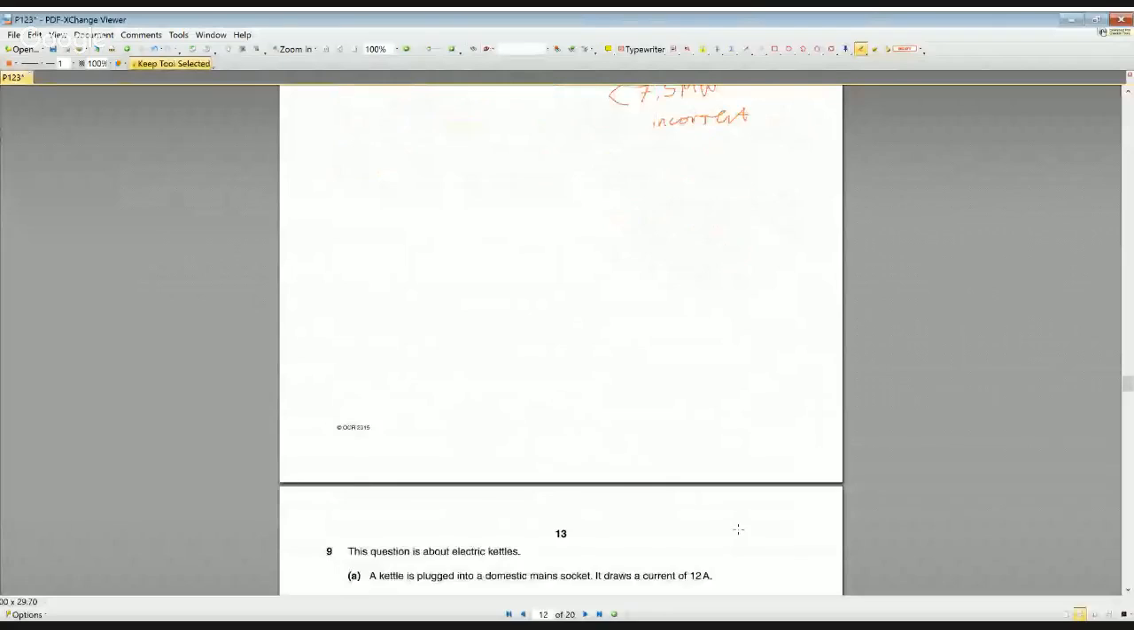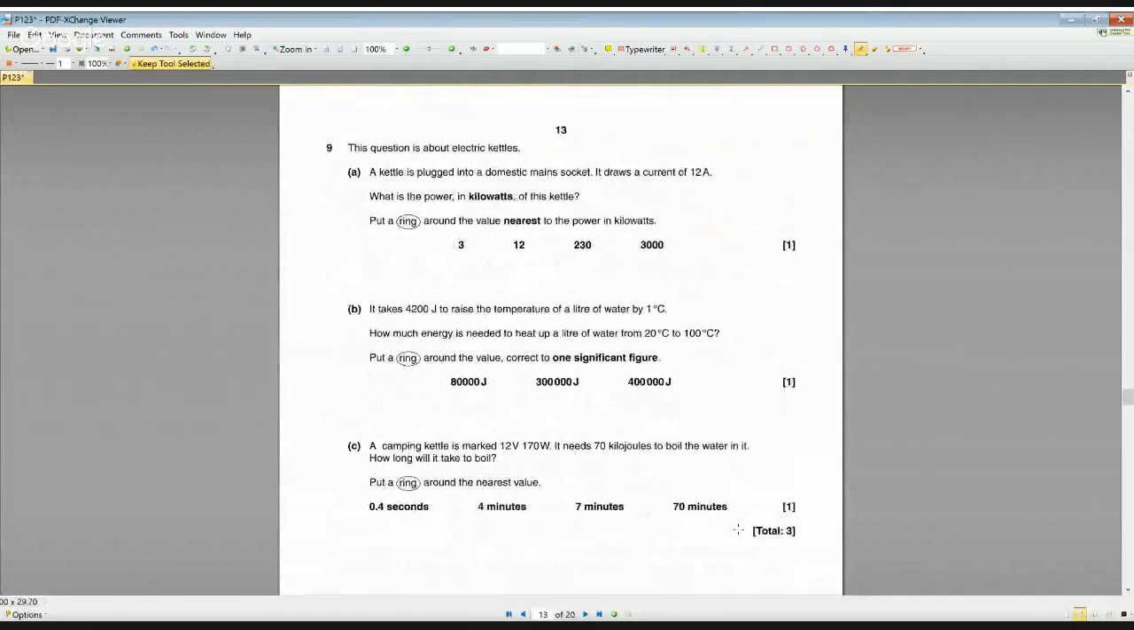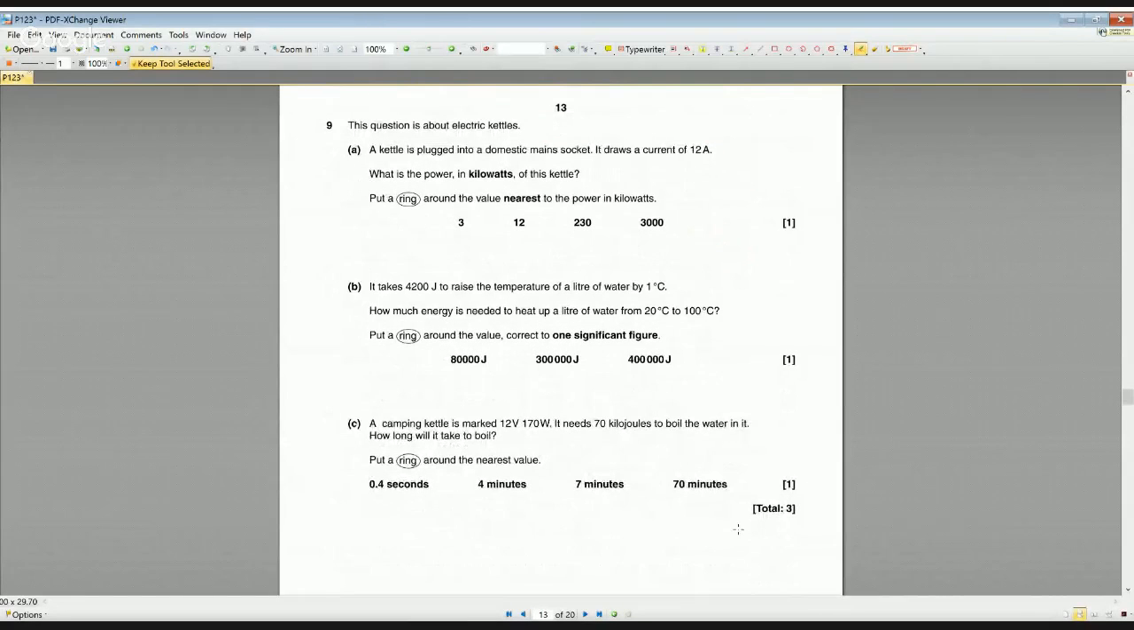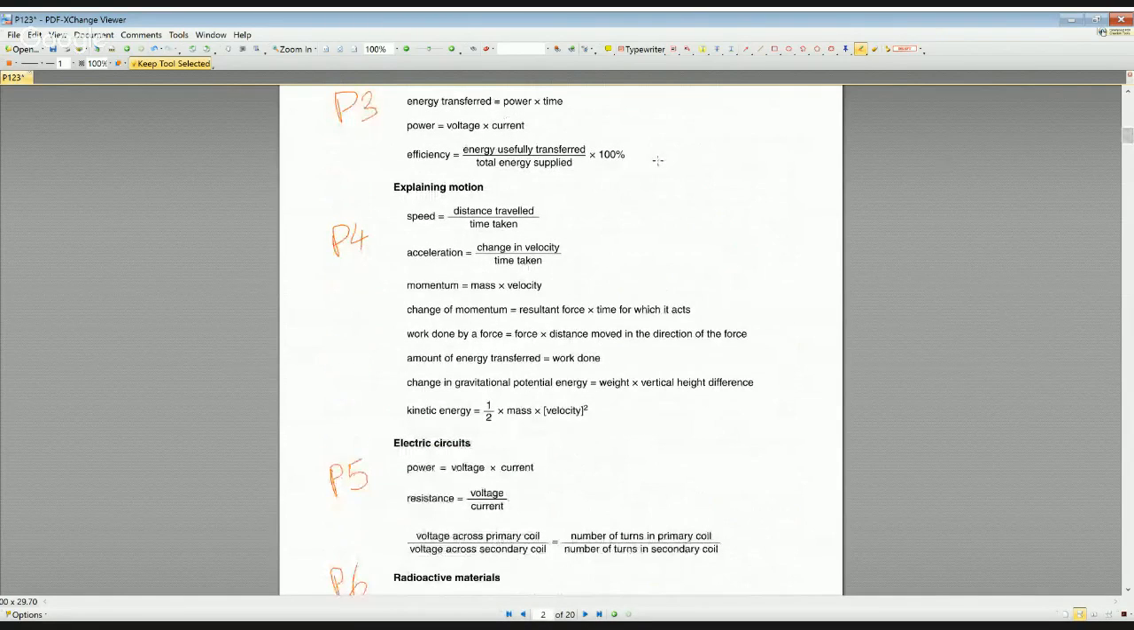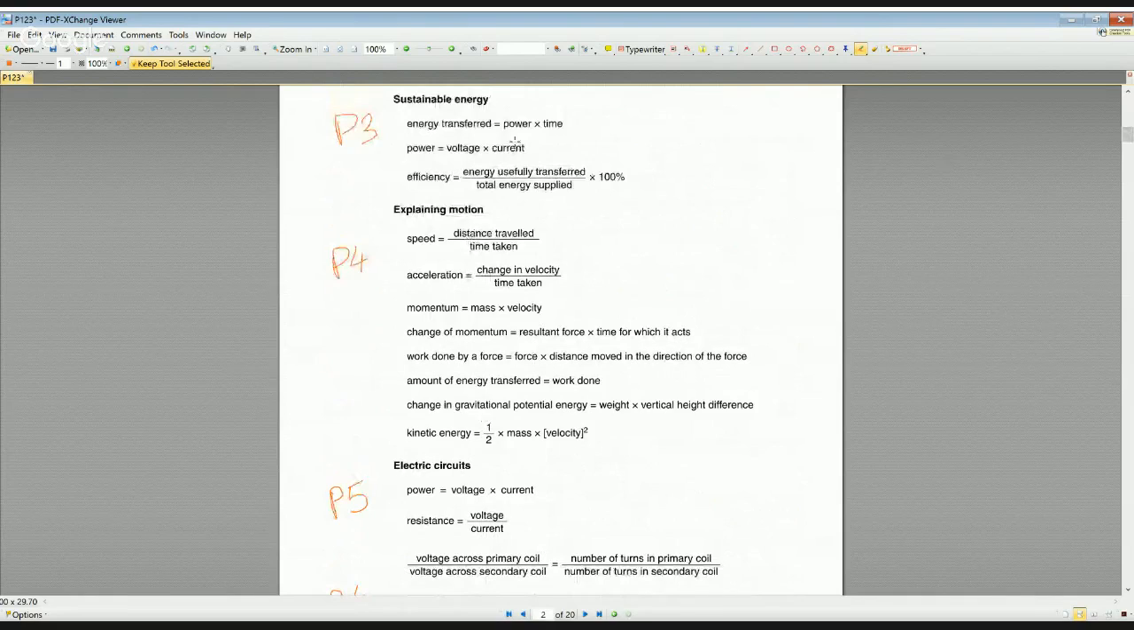On to question 9. Now this question gives us a few calculations to do, and it will require using the formula sheet. The first one, a kettle is plugged into a main socket. It draws a current of 12 amps. We need to know the power in kilowatts. So let's take a look at our formula sheet to see what equations have current and power. So we're looking for the P3 formula sheet. Sustainable energy here, and we have this equation: power equals voltage times current.